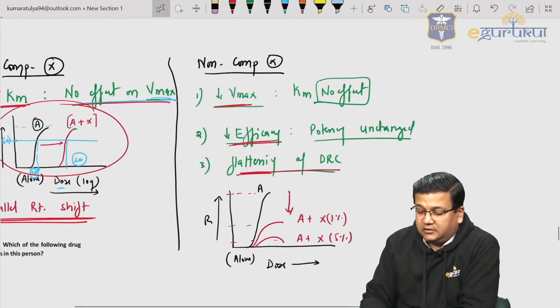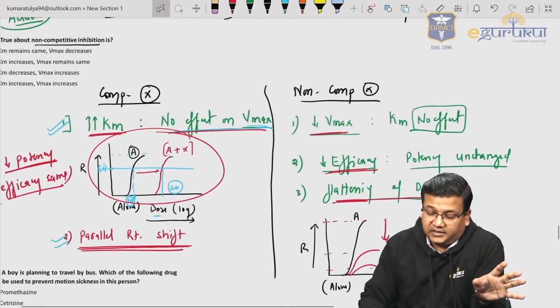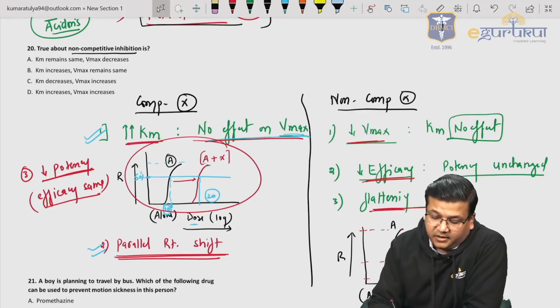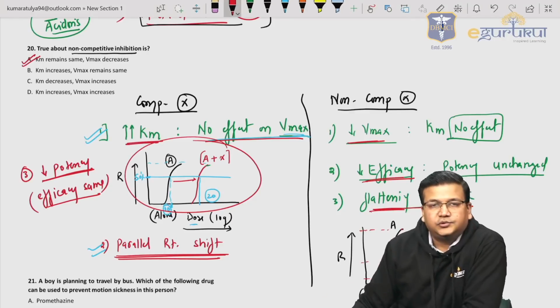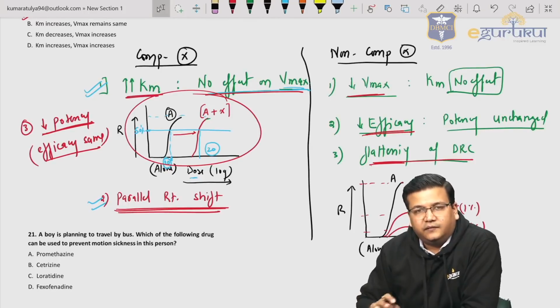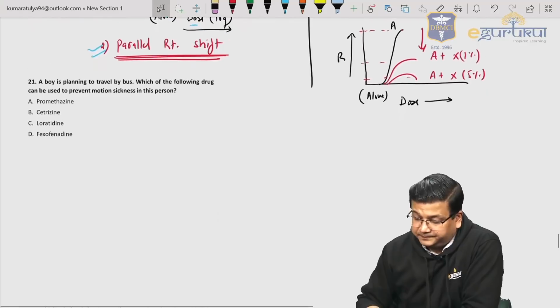So these are the three ways of asking the difference between competitive and non-competitive. Many times it has been asked. True about non-competitive: Km remains the same, Vmax decreases, option number A. So these are points that should be on the tips of any serious aspirant of pre-PG, even undergraduate students.